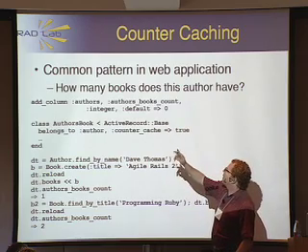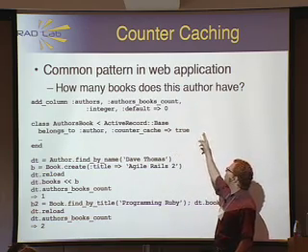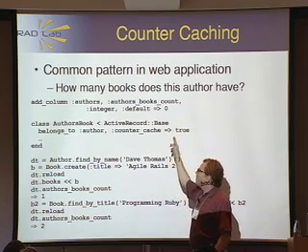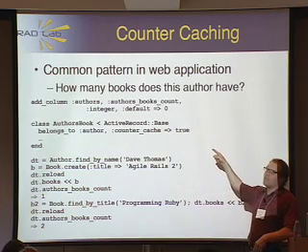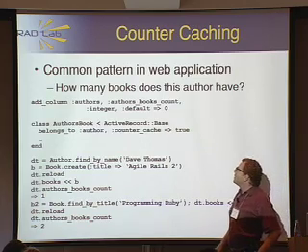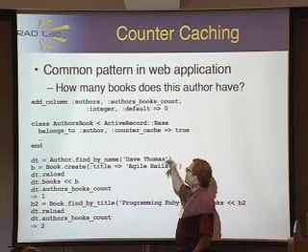So we want to be able to add a column to the authors table. This is a snippet from the migration, authors, books, counts. Basically it's an integer, and it defaults to 0. With a counter cache, one thing to remember, always put the default 0 in there. The semantics of this is basically the table name, authors underscore books underscore count. That's the convention.